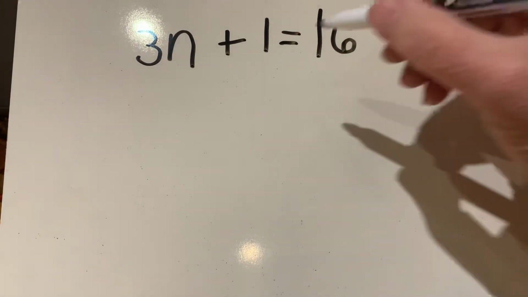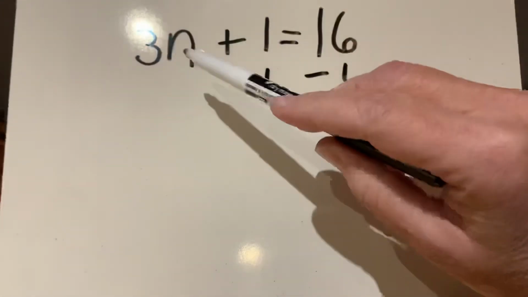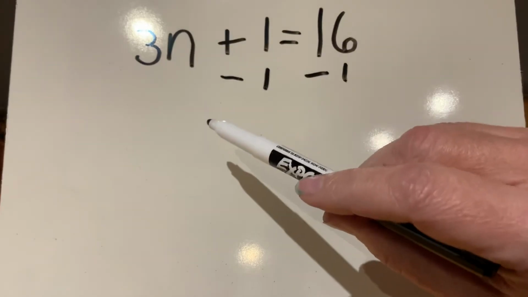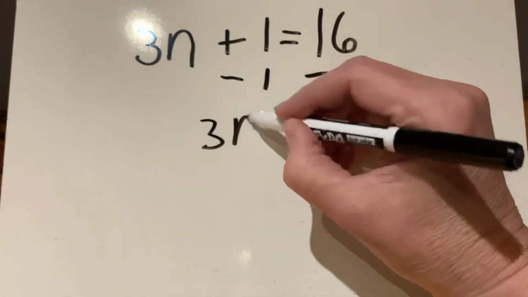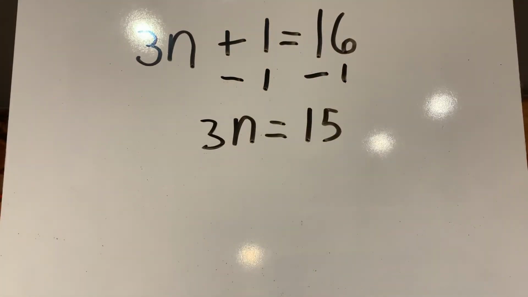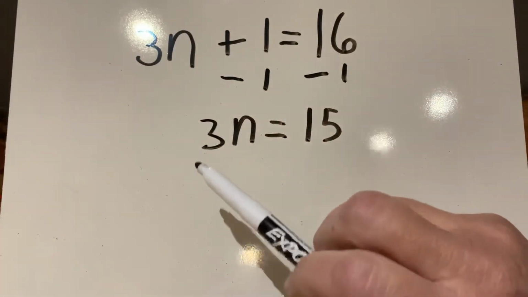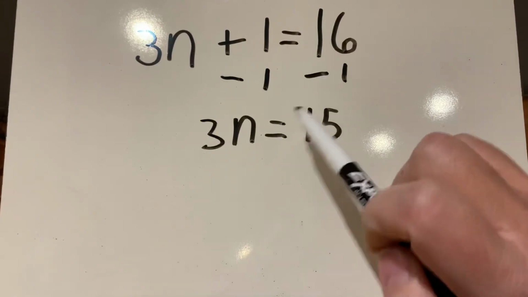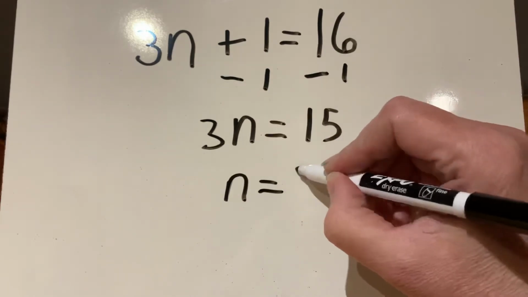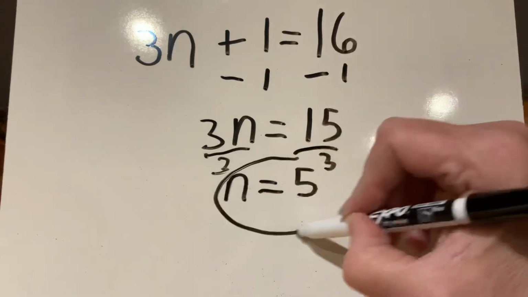Okay, we will first subtract 1 from both sides, because again, this means 3n plus 1 equals 16. So we would know that 3n is going to equal 15. Now we want to take both sides and divide them by 3. We can look at this: 3 times n equals 15, which would leave us that n equals 5. So we divide both by 3, and this is our answer.